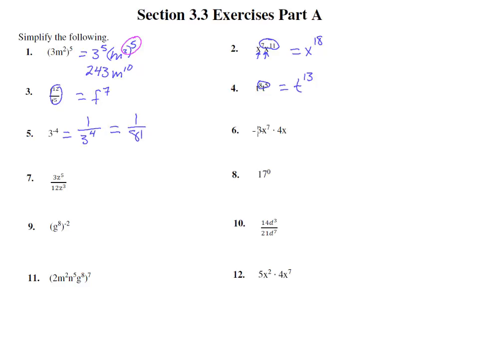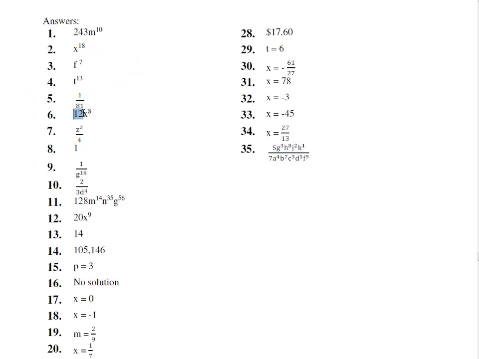Number 6, 3x to the 7th times 4x. Well, in multiplication, the 3 times the x to the 7th is as simplified as it can be. 3 times 4, we know that is 12. Now we have an x to the 7th times an x. There is a 1 up here, x to the 1st. So we are doing the multiplication rule. 7 plus 1 is x to the 8th. Let's check our answer. 12x to the 8th. Correct.